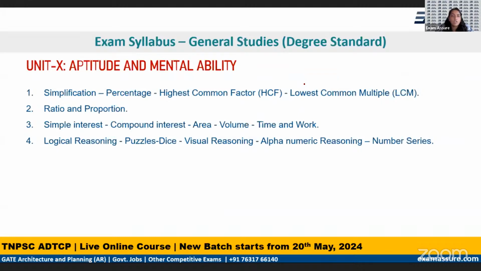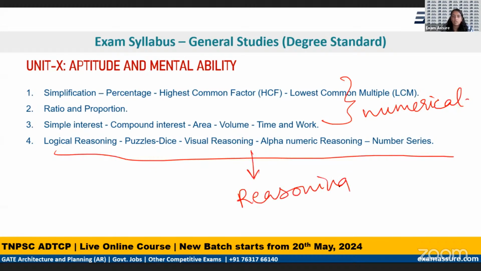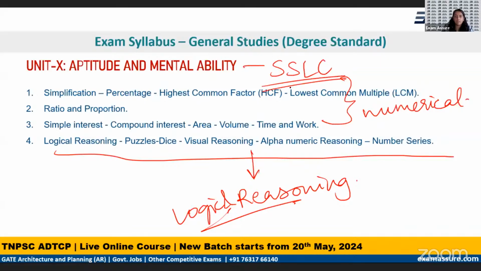And the last part, again, your mental ability and aptitude, right? So basics of HCF, LCM, ratio proportion, what is simple interest, compound interest. All of this is your numerical aptitude or numerical ability. Logical reasoning, visual reasoning is a part of your reasoning, right? So all of this is something that you are expected to know. This aptitude is going to be of your SSC level, your 10th standard level. The rest is going to be of degree and postgraduate level.